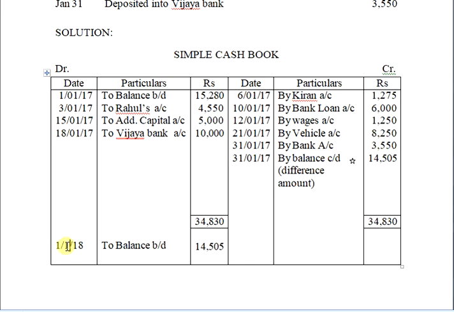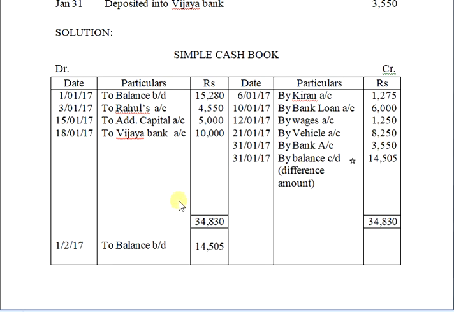So next month, what happens here? On 1st of Feb 2018, it becomes 'To balance brought down'. How much is the amount? It becomes 14,505. That is, the balance carried down will become the balance brought down. This is the opening balance for the month of Feb, my dear students. So this is your 9th problem. We can move to the next, 10th problem.